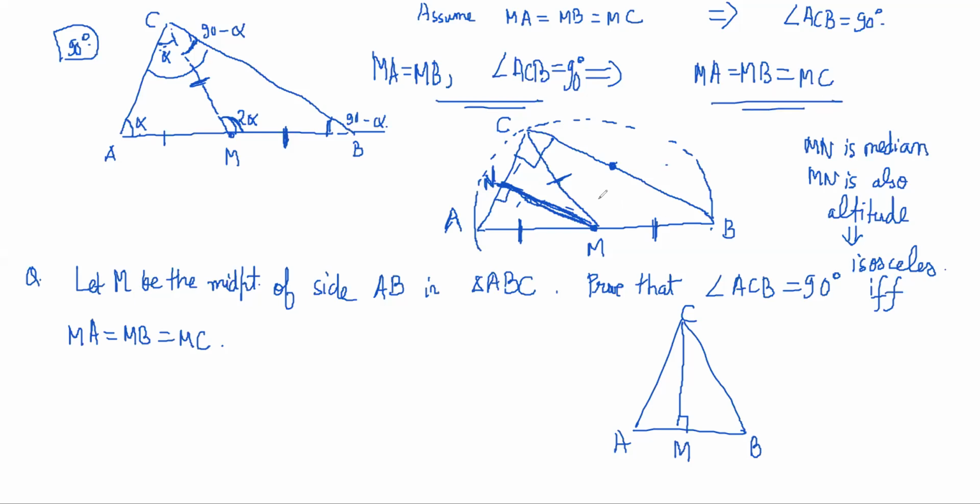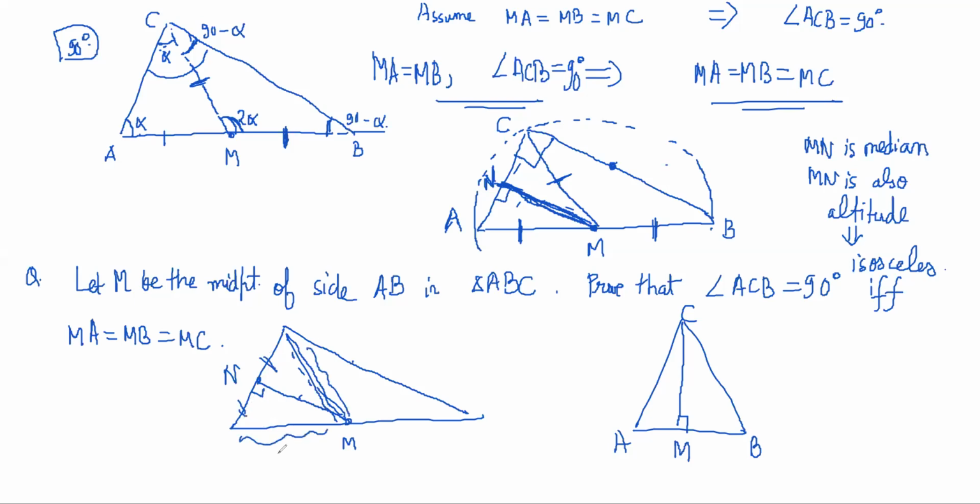So the proof has come by deciding to join the midpoint M with the midpoint N. When you join the midpoints, this becomes parallel to this, so this becomes 90. So in the triangle, this is also an altitude, and it is also the median. So this is isosceles, so this side must be equal to this side.